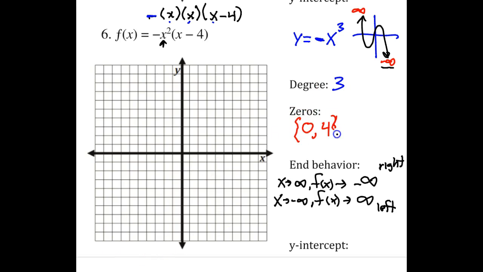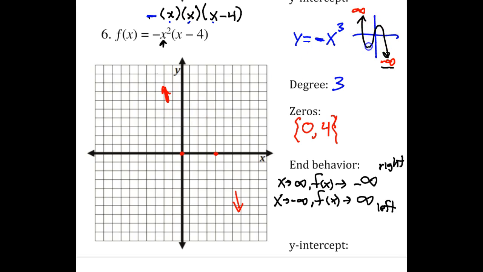So here we go, let's graph this. What happens if you have only 2 roots and a third degree polynomial? It still needs to have this end behavior right here. So it still needs to do this and do this. So how do we get from here to here with a cubic equation? That looks something like this.